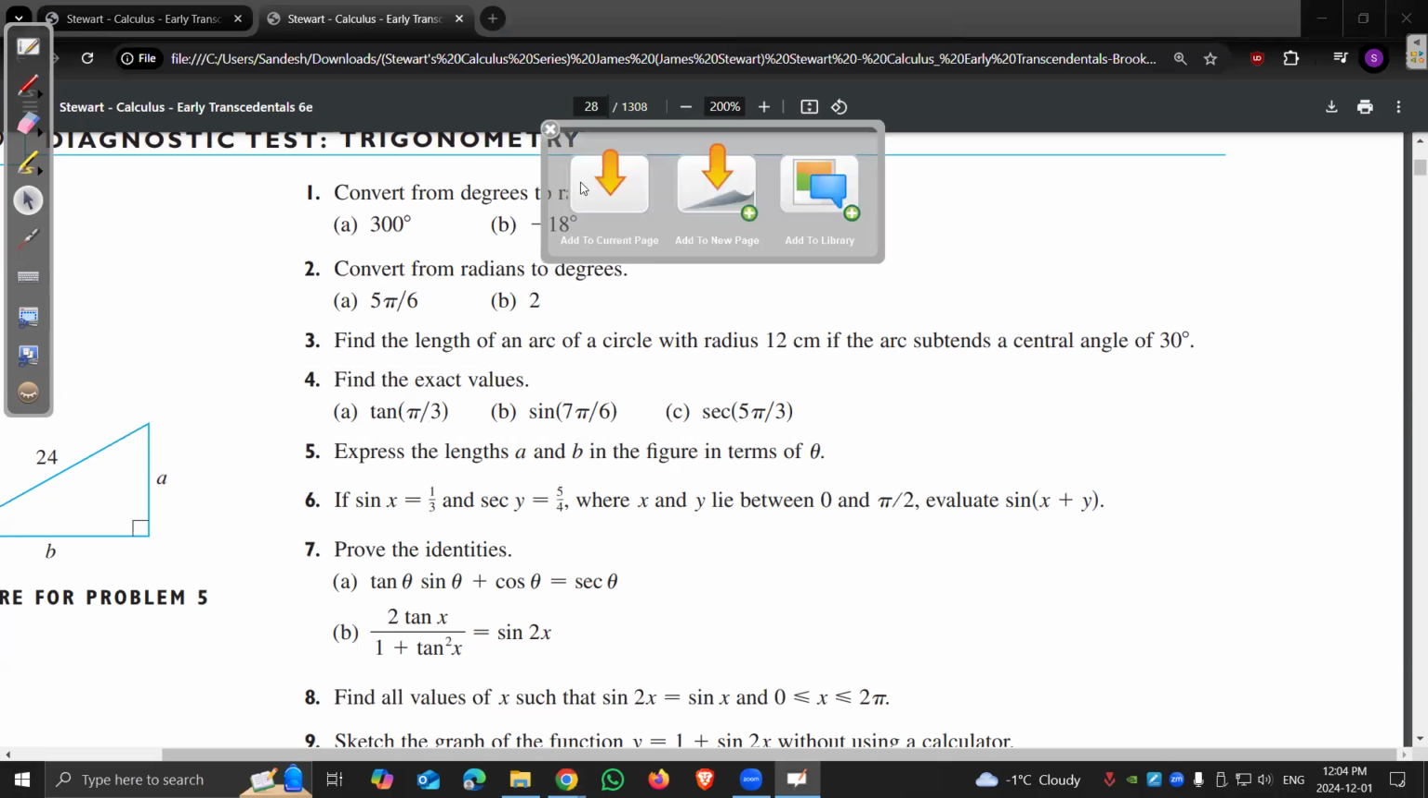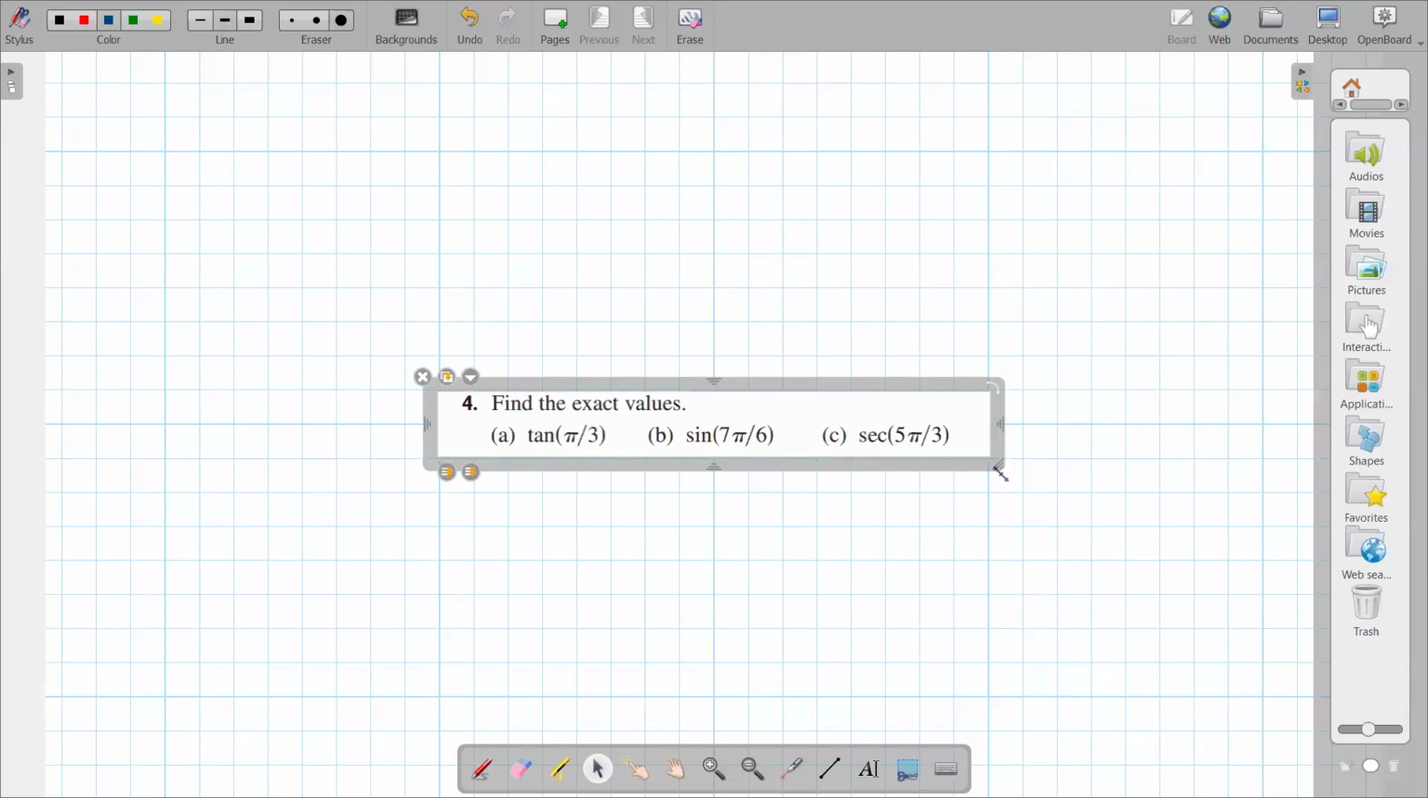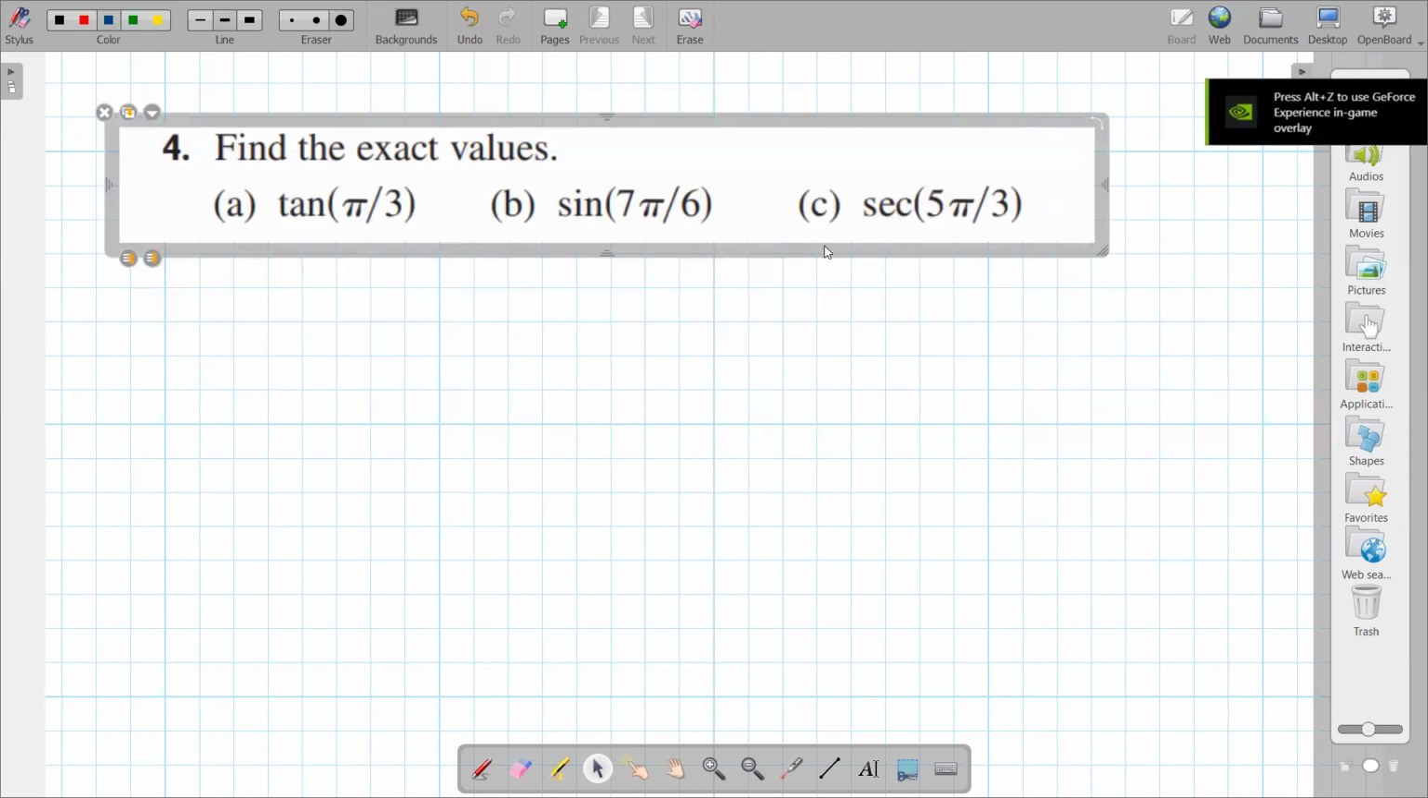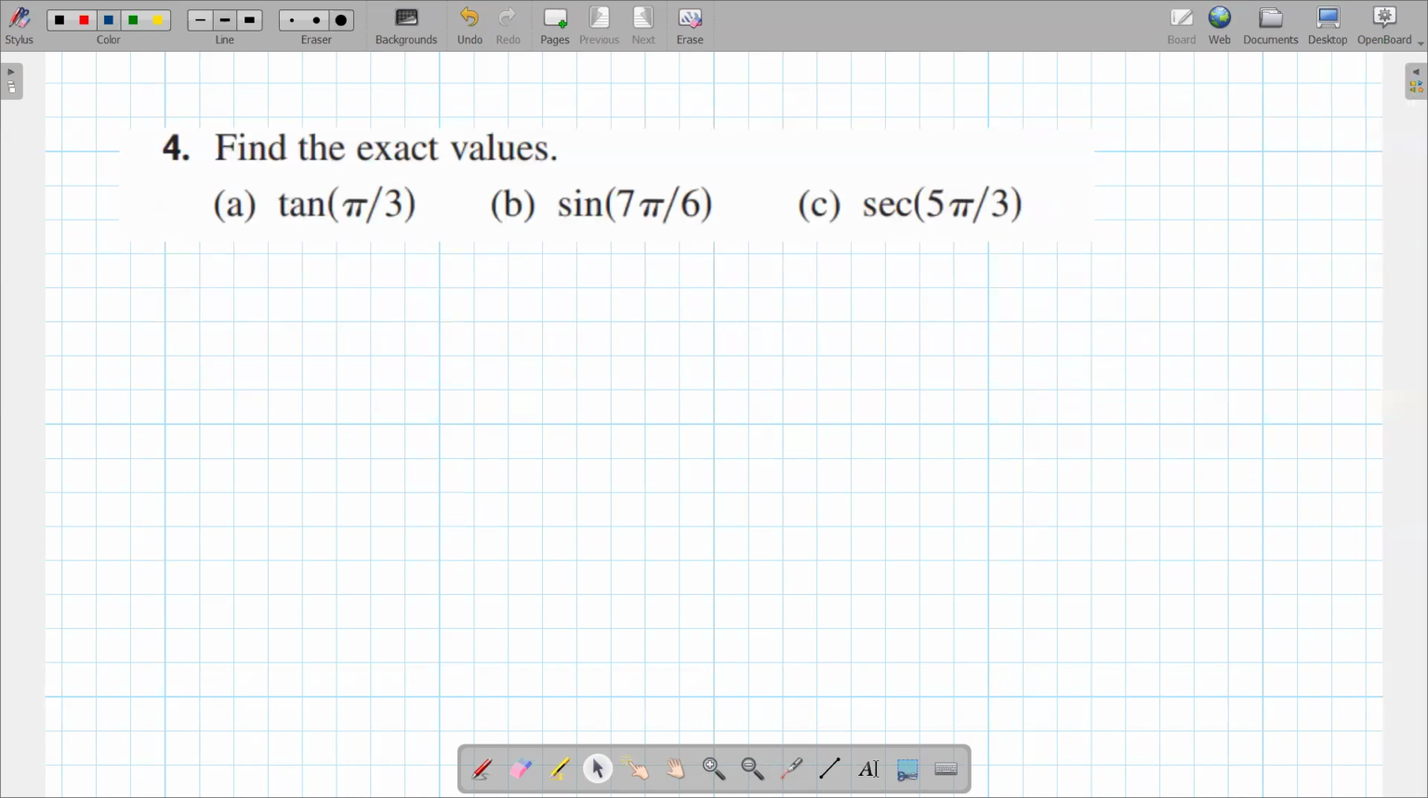Question number 4, it says find the exact values. Are these in degrees or radians? They're in radians. How do you know? Because of the pi. Yeah, because of the pi. So if you were to plug these in on your calculator, would you get the exact answer?